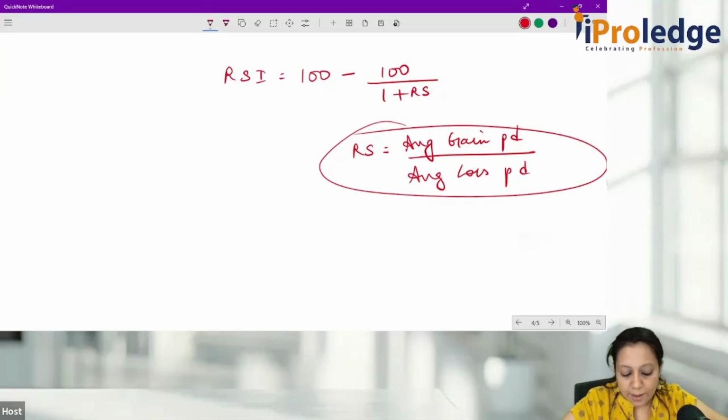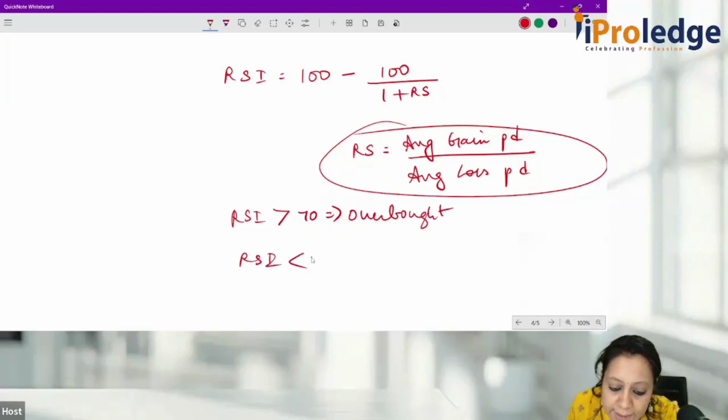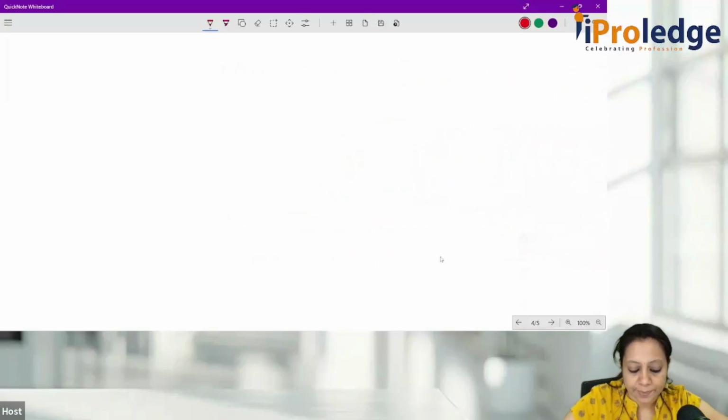Okay. So now, RSI of greater than 70 means it is overbought. RSI of less than 30 means oversold. So this also you should mention. Now we will do this problem and then we will start. Yes, you people have to help me out with the calculation.